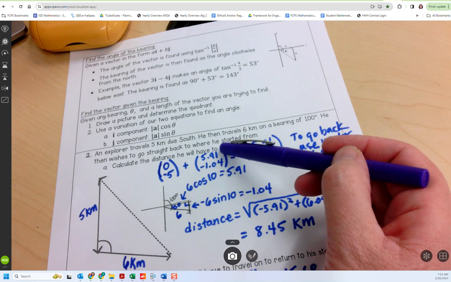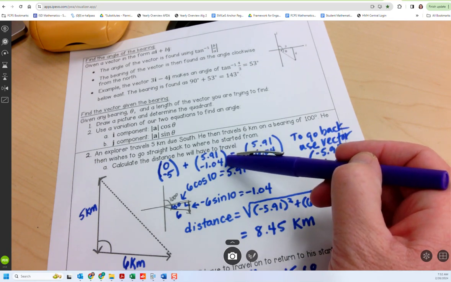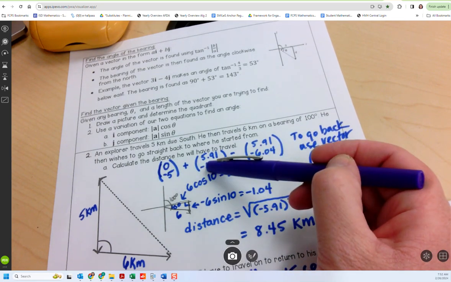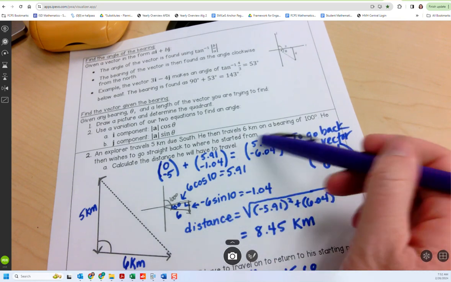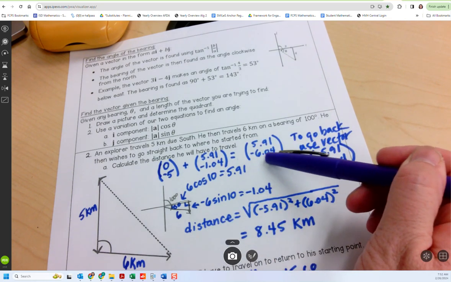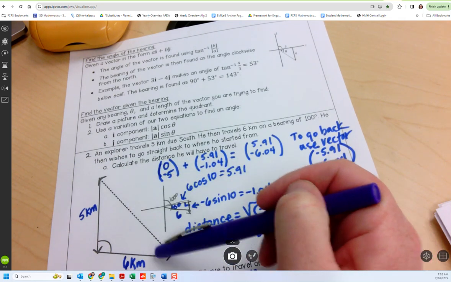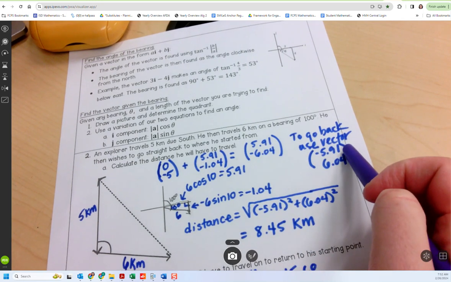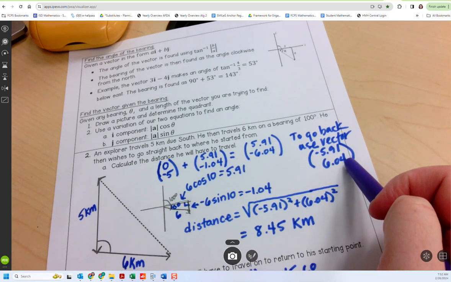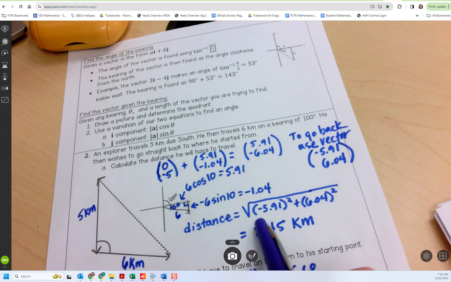And so we get the vector 5.91, -1.04. You add that to the first vector, and you find the vector that would go from his starting point to his ending point is 5.91, -6.04. That's the vector going from the starting to the ending. So he wants to go backwards, so we're going to use the opposite of this vector, -5.91, 6.04.